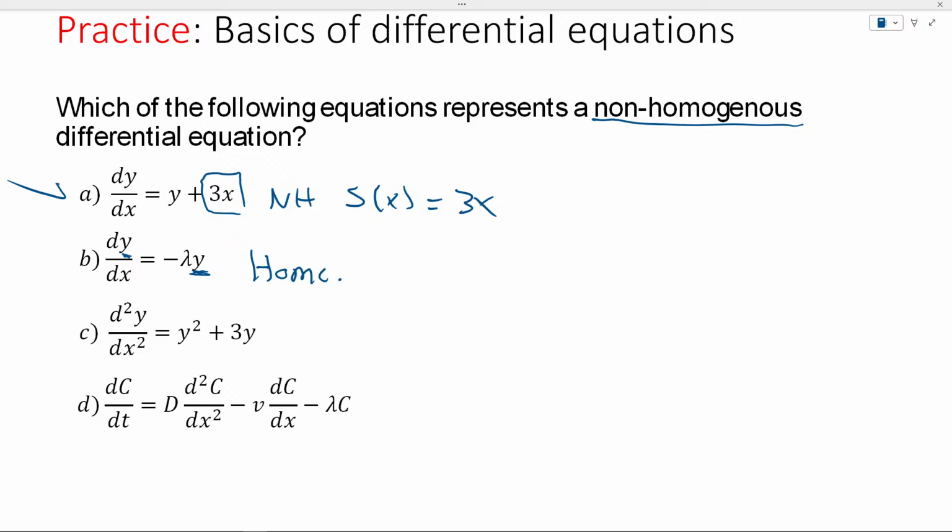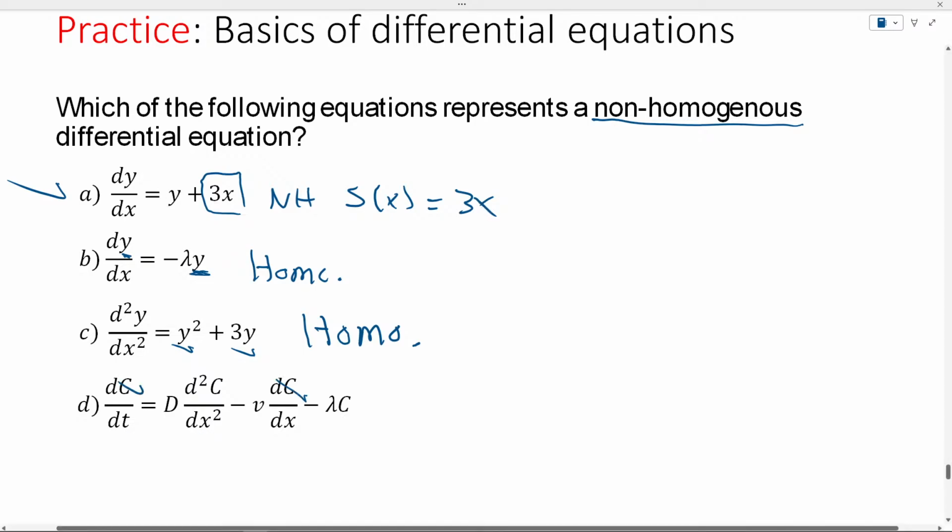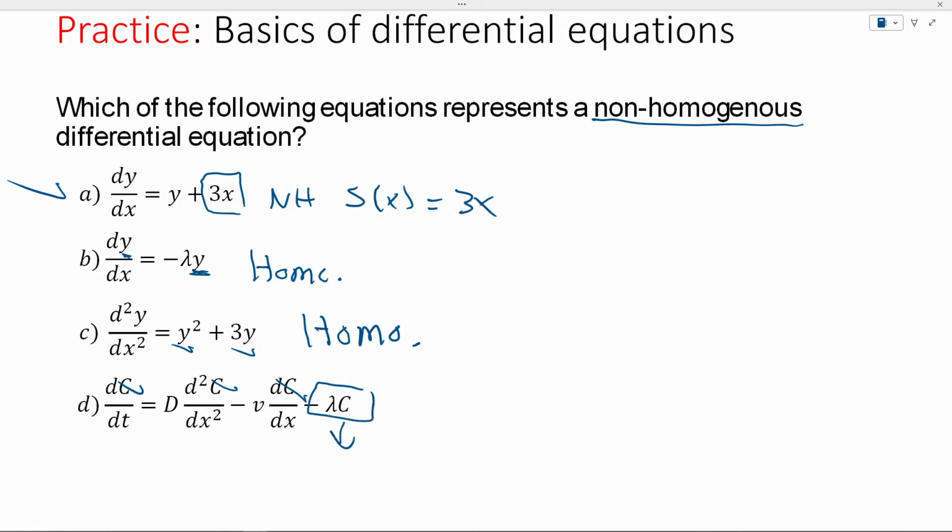This is homogeneous. How about this guy? This is my dependent variable, this is my dependent variable. So this is homogeneous. How about this guy? This is my dependent variable here, and here, and here. This is a decay term, not a function of x. So this is also homogeneous. So basically, this is wrong, this is wrong, this is wrong. So that would be the answer.